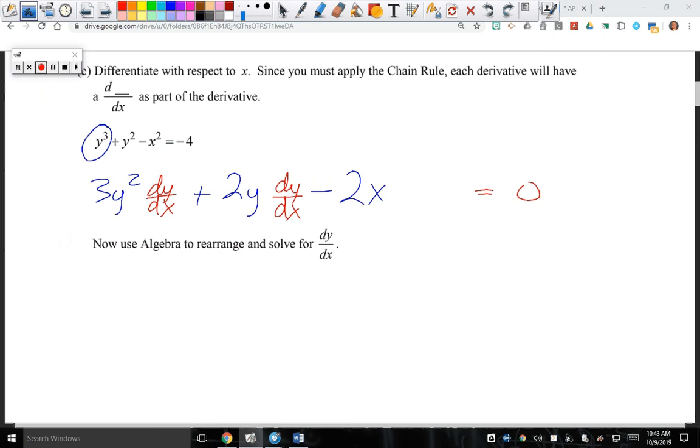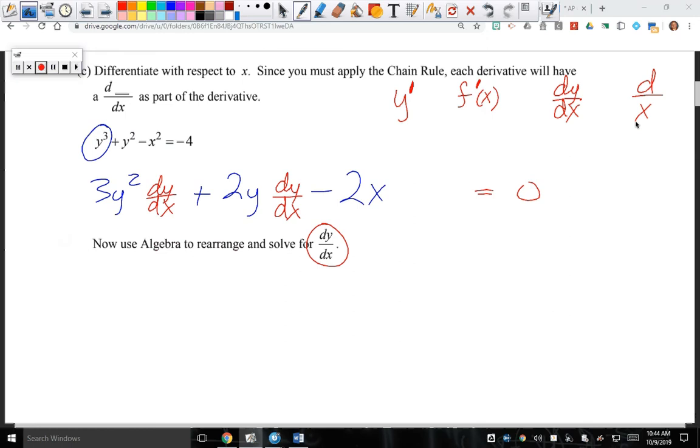All right, so now, here's the thing. My dy dx's, let's solve for those. Because remember, I told you our goal is to find the derivative. You know the derivative as this. You also know the derivative as this. This means the same thing, and so does this. All of those are looking for the derivative in respect to what variable? X.